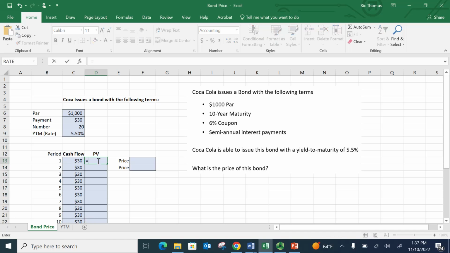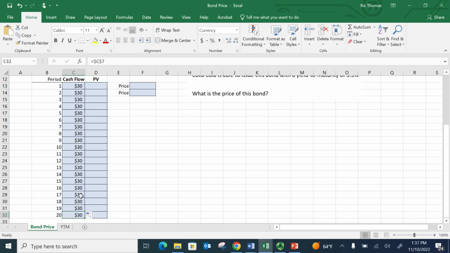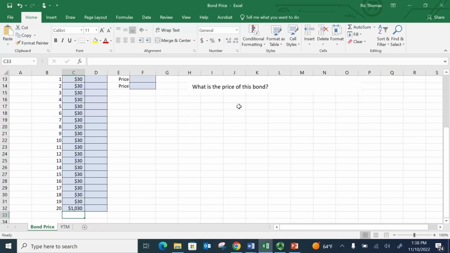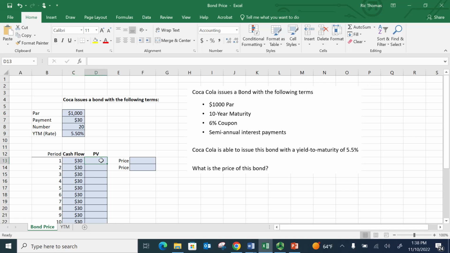Now the present value, oh, one thing I messed up. The very last payment, I'm going to add in $1,000 because I get my par back. Oops. I get my par back at the end. I get my value back if I'm an investor with Coca-Cola bonds. Okay. So I lend them $1,000 and at the end I get my $1,000 back and I get all those payments in between. So what's the present value of each of these cash flows?